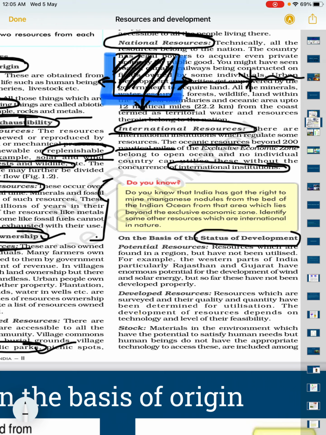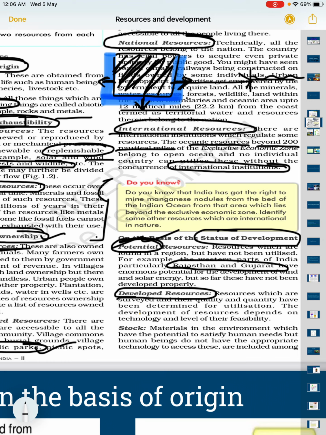Next is on the basis of status of development. A potential resource is present, we know how to use it, we know where to use it, but we are not using it because we are not investing in it, right? That is, it is potentially strong. For example, wind energy and solar energy in Rajasthan and Gujarat, we know it. If we access that particular thing, it is going to be very, very helpful, but we are not doing so. Maybe we don't have so much money to invest in it. So it is a potential resource.